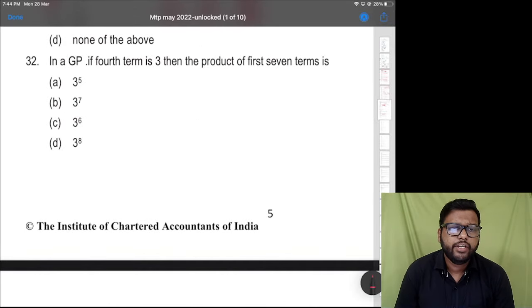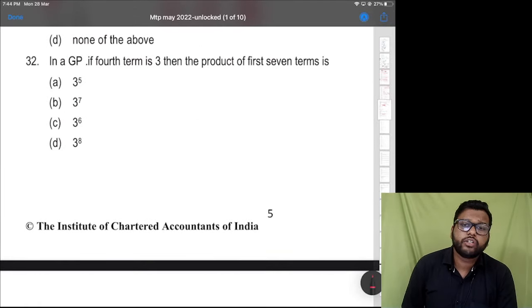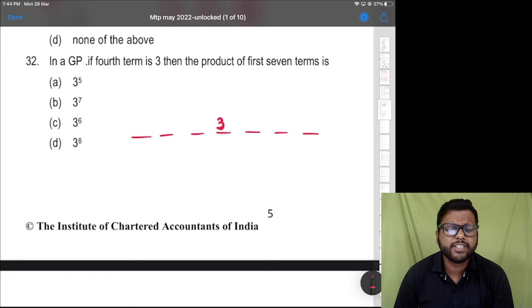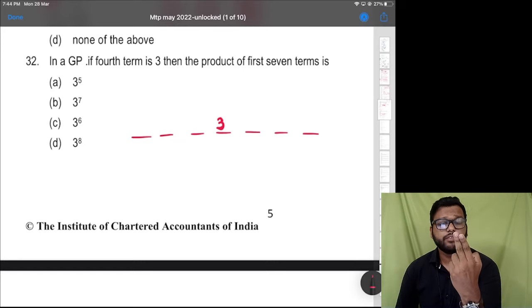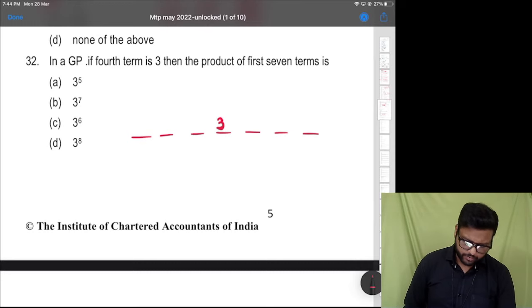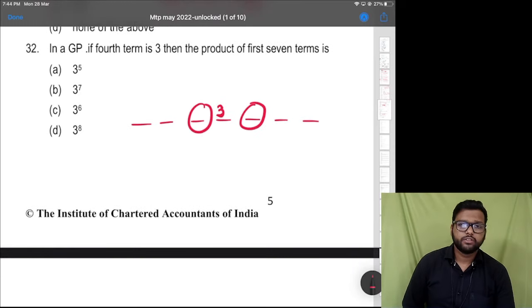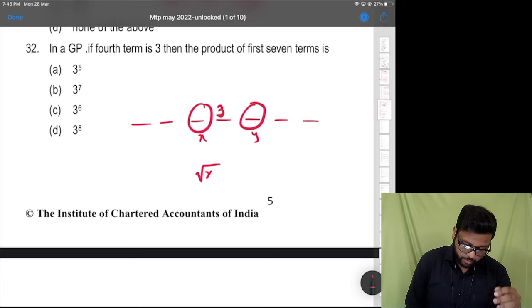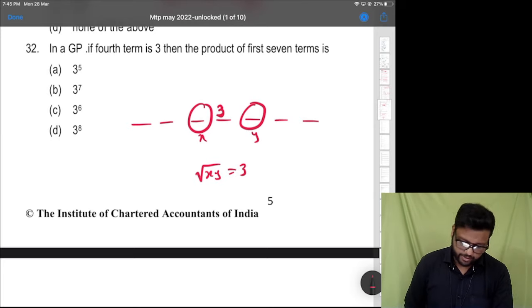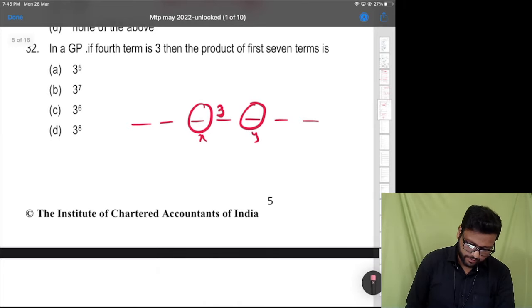Next. In a GP, the fourth term is 3. Then the product of the first 7 terms is what? Understand, in a GP, the middle term is always the geometric mean of the extreme terms. That means if we take these two terms, their geometric mean will be 3. Suppose this is x, this is y. Then root xy will be 3. That means x into y will be 9, right?